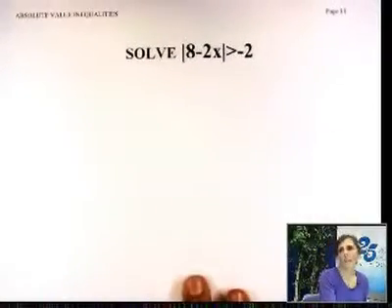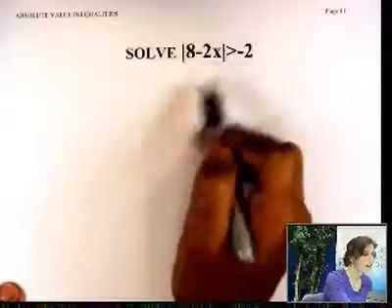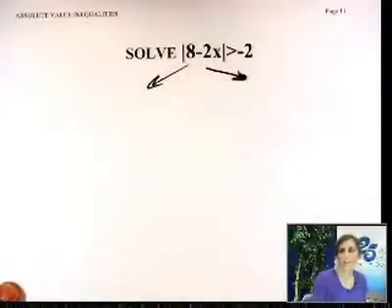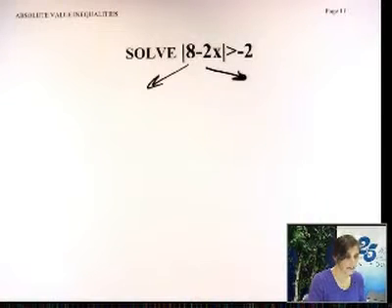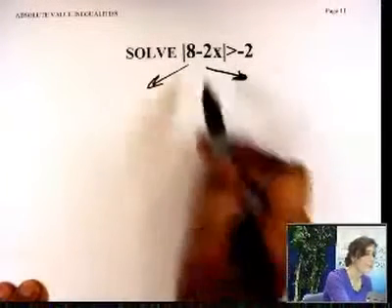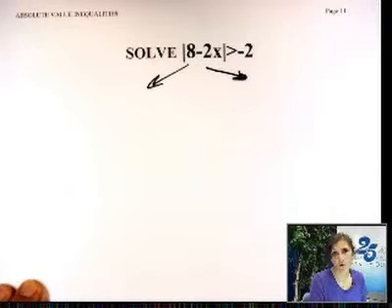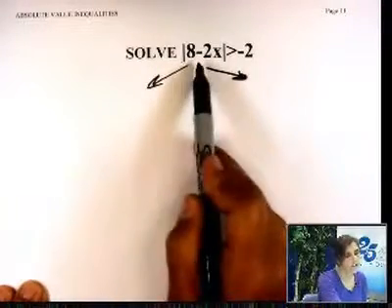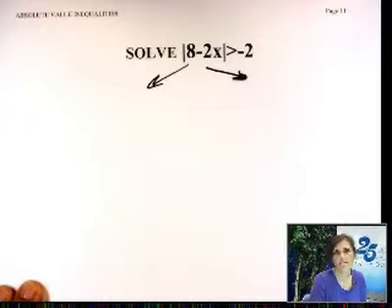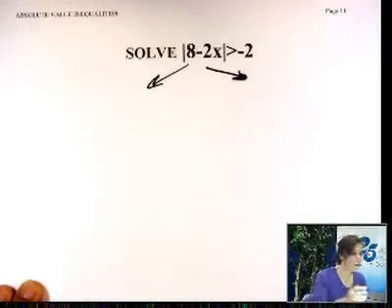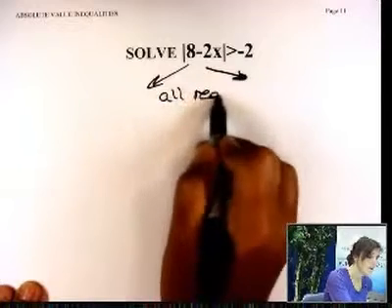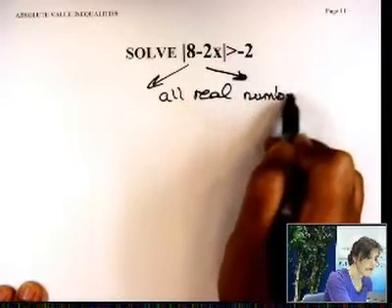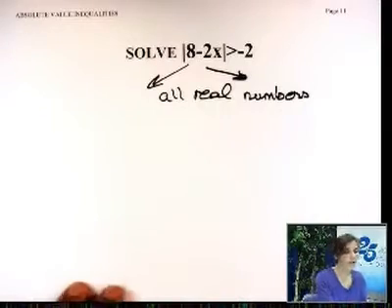Here's a tricky one. The absolute value of 8 minus 2x greater than negative 2. I can split it into pieces. Oh, wait. Let's think. I have a negative on one side. That should just raise a flag right there. When is an absolute value positive? Always. Good. So if you have a positive number or 0, is it always bigger than negative 2? Yes. I don't have to do all this work. All real numbers. You're going to remember that, right? Great.